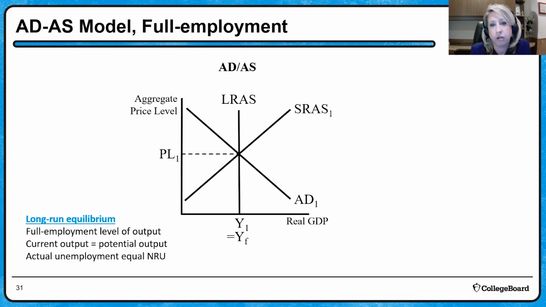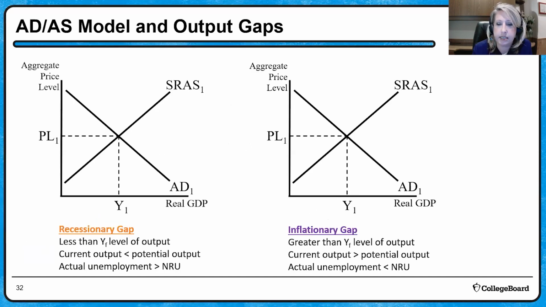So there's an economy in long run equilibrium. You might be told potential output is equal to current output. You might be told that the actual rate of unemployment is equal to the natural rate of unemployment. You want to be able to recognize long run equilibrium in a variety of different ways that it might be presented to you. So now let's take a look at these output gaps.